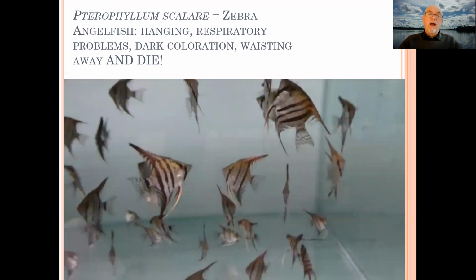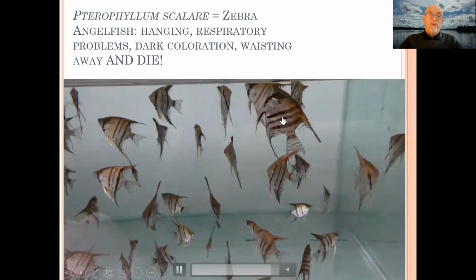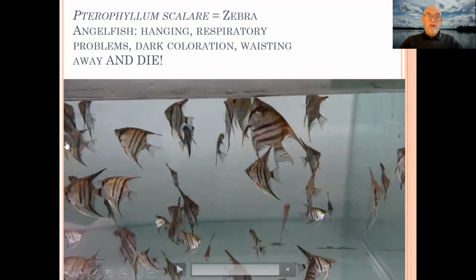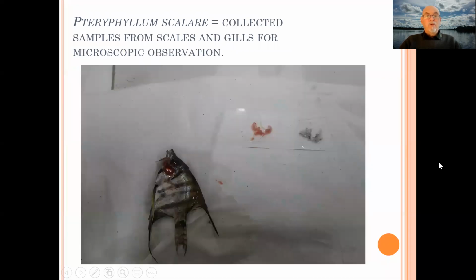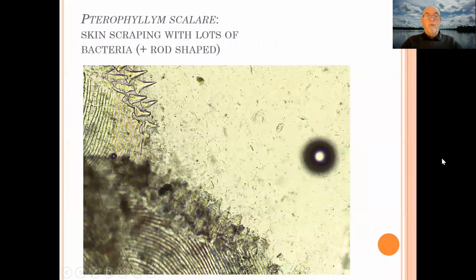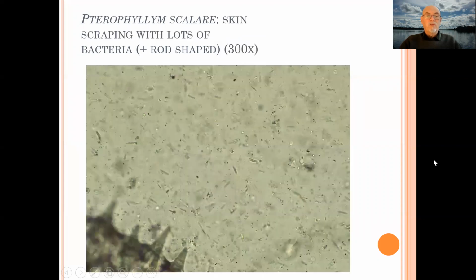So those fish are ideal to sacrifice and to find the problem so you can save all the other fish in the fish tank. So we collected samples from the scales, here we see it on the plate, and from the gills, and this is what we use for a microscopic observation. And already on the scales, we could detect a lot of bacteria. Here you see the black area, which are colonies of bacteria, and here you see it in the water, a lot of rod-shaped bacteria and a lot of pointed bacteria. So the skin was fully loaded with bacteria.